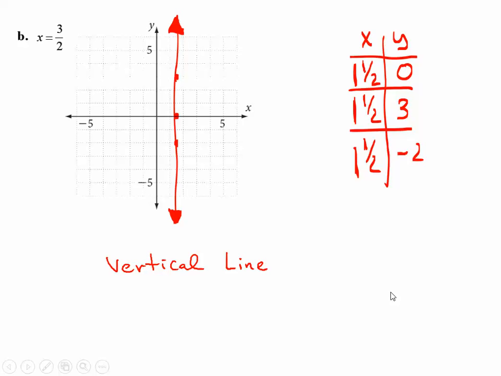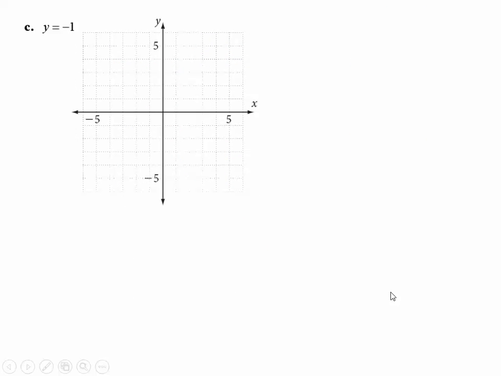Cool. All right, and then how about, let's go the other way. What happens if you just see a y and that's it? There's no x there. Y will always be -1 and you can choose any number.